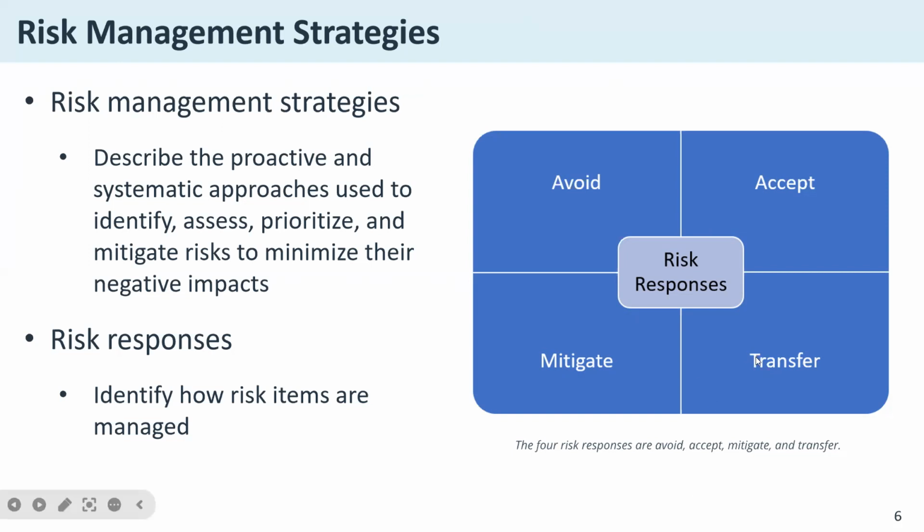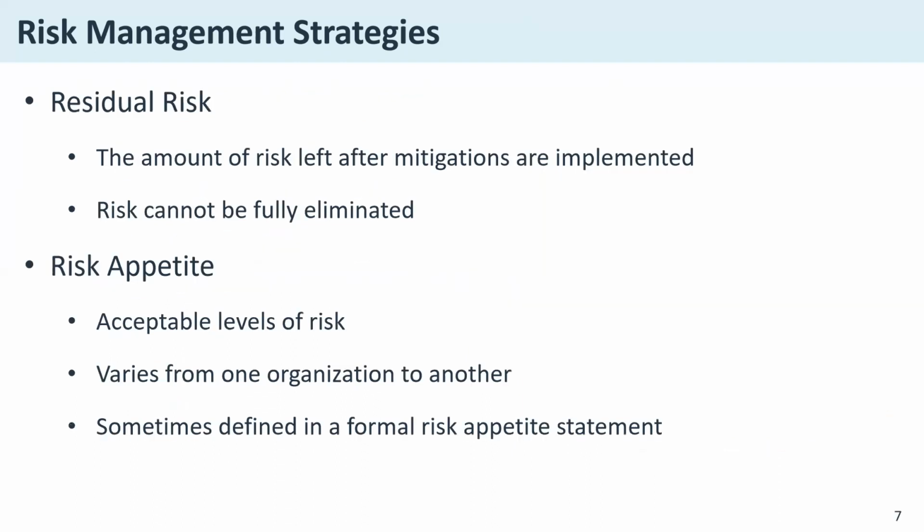Then at times you transfer. Transfer is where you start doing things like insurance, or you give it to a third-party company, or you say this party wants to outsource this to you, so you hold them liable for anything that goes wrong. So these are the 4 ways you can manage risks: avoid, accept, transfer, and mitigate.